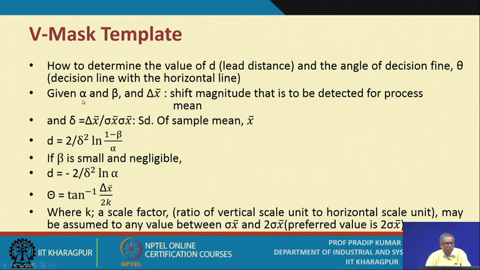So given alpha and beta, what is alpha? That means once you try to design this template, you must specify the probability of making type 1 error and the probability of making type 2 error. So these two values should be specified, and we always say that these two values should be as minimum as possible. Is it okay? And delta x bar is basically a shift magnitude that is to be detected for the process mean. So what you try to do is define small delta, that is delta x bar divided by sigma x bar. Is it okay? That is the standard deviation of the sample mean x bar. Now we have these two expressions.